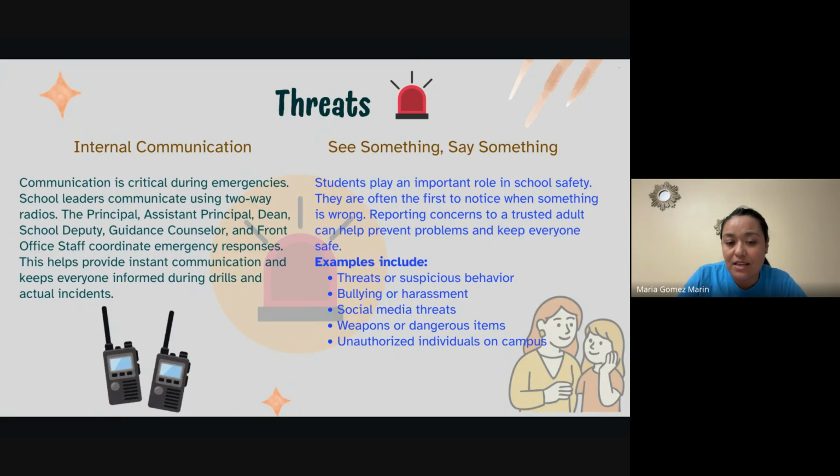Examples of this include threats or suspicious behavior, bullying or harassment, social media threats, weapons or dangerous items that they may carry in their backpacks, or they say that they have it, or they say they're going to bring it to school. Unauthorized individuals on campus.